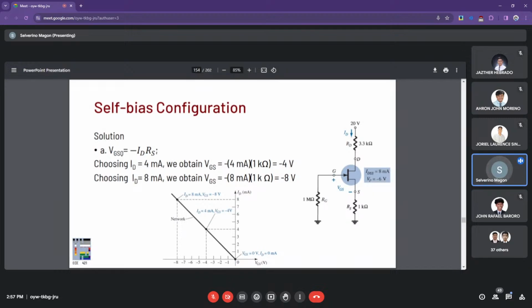Now for the case of half current, the voltage across the VGS is at -4 as well, and for the saturation condition VGS is at -8, and we can see that in the load line here. Here we have a trivial solution, since we have 0 VGS at 0 ID.